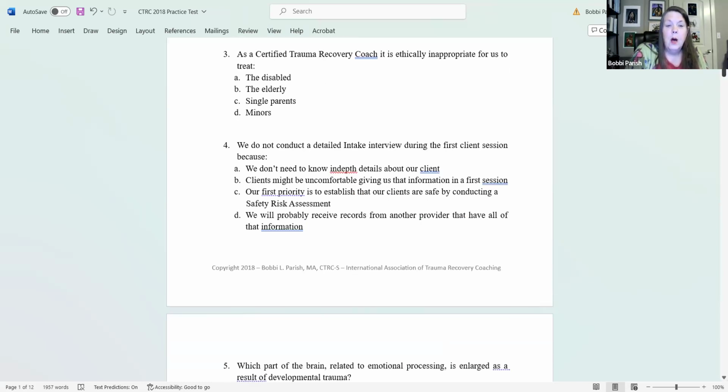Number 4, we do not conduct a detailed intake interview during the first client session because A, we don't need to know in-depth details about our clients. B, clients might be uncomfortable giving us that information in a first session. C, our first priority is to establish our clients are safe by conducting a safety risk assessment. Or D, we will probably receive records from another provider that have all of that information.